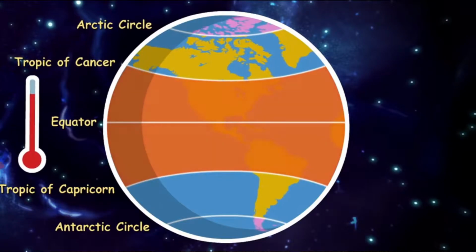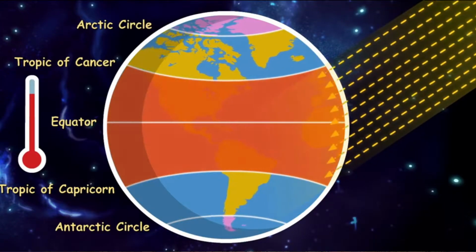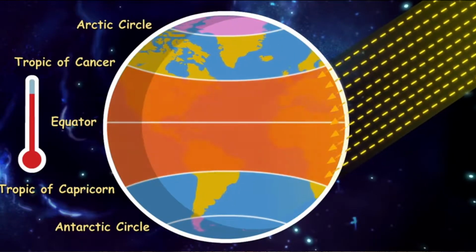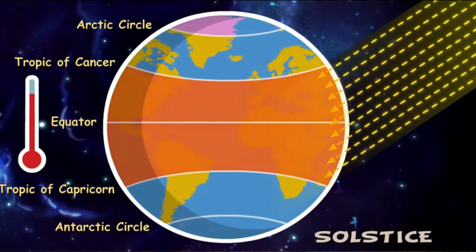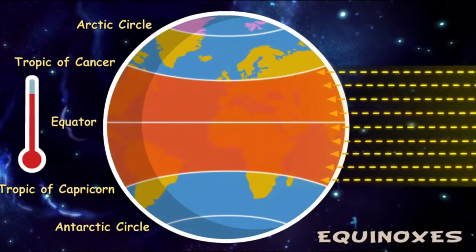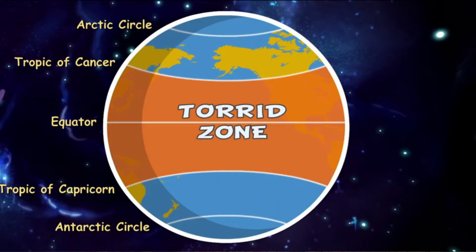Now let us see what is the torrid zone. Between 23.5 degrees north, that is our Tropic of Cancer, and 23.5 degrees south, that is the Tropic of Capricorn, the sun rays are direct. That is, the sun is overhead in this zone, and hence this zone receives maximum rays of the sun. It is very hot. This zone is also called the equatorial zone.